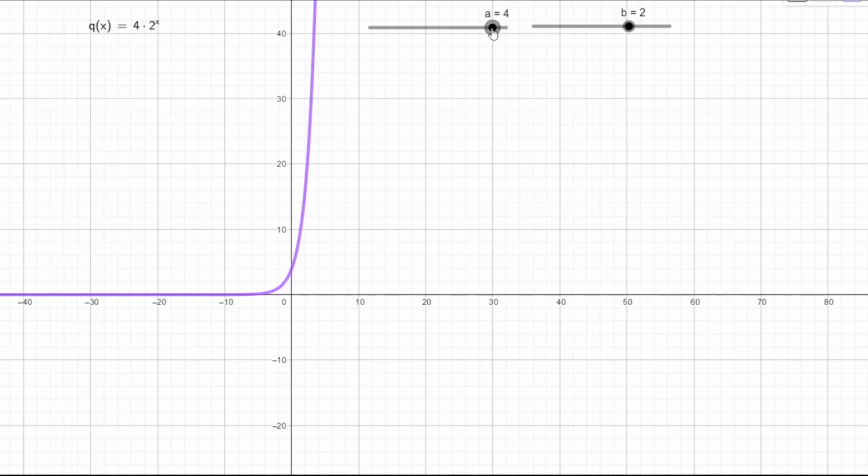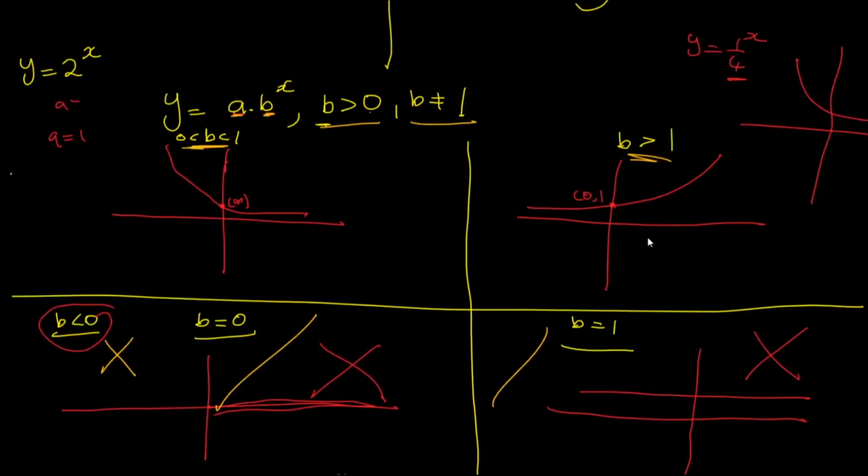So what happens when the value of a increases on the negative side? Mind you, we're still on b equal to 2, that is, b is still greater than 1. Immediately I go negative, the graph reflects. Here you notice that the graph is a mirror image of this graph, but it's just reflected by the x-axis. So that is when a is less than 0, and this is when a is greater than 0.